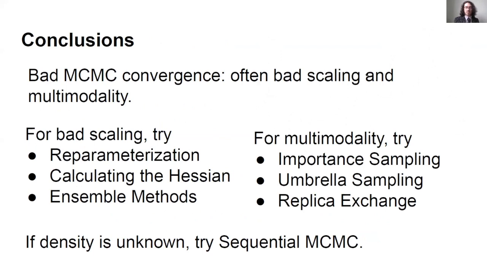That's where I want to stop. Big problems in Markov chain Monte Carlo: you have bad scaling and multimodality. For bad scaling, you should really consider reparameterizing the system. There are also approaches based on the Hessian and ensemble methods, a lot of which are automatically implemented in Stan and emcee for you. For multimodality, often you have to think a little bit harder, and approaches like importance sampling, umbrella sampling, and replica exchange, among others, will really benefit you. And of course, if the density is unknown, you've got to split and kill trajectories. With that, I'll end.